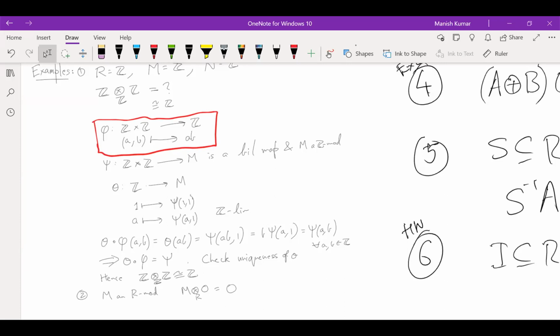Then theta of A will be C of A comma 1. And then you can check that all the other things are forced.